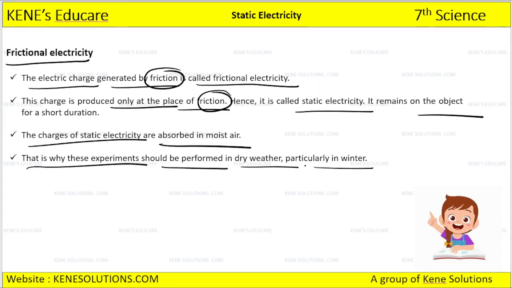तो इस वजह से what we do, we perform this experiment in dry weather, particularly in winter, because the charges of static electricity are absorbed in the moist air.